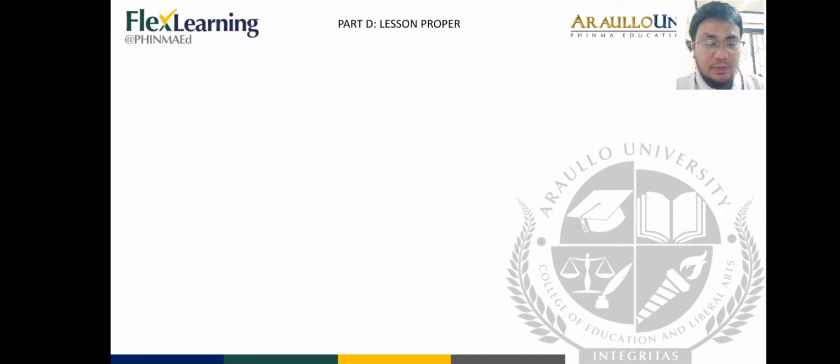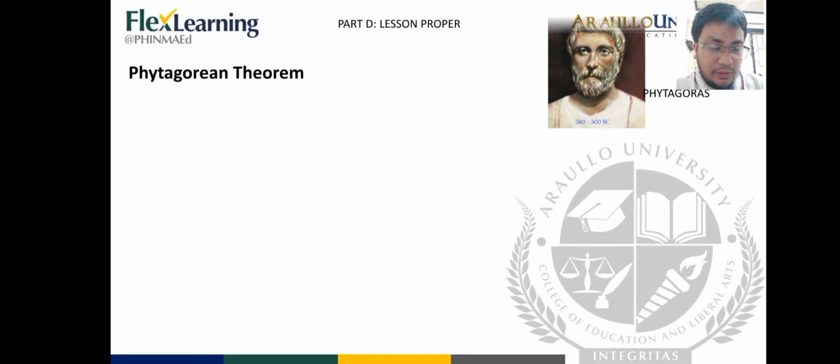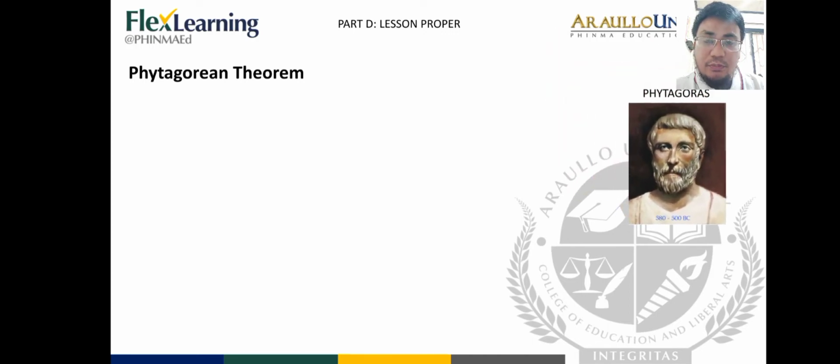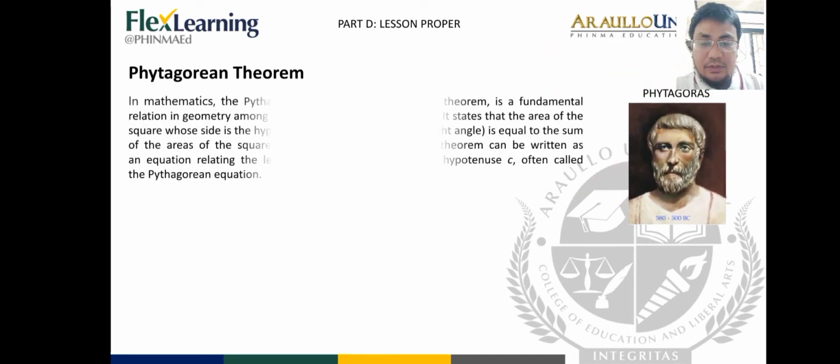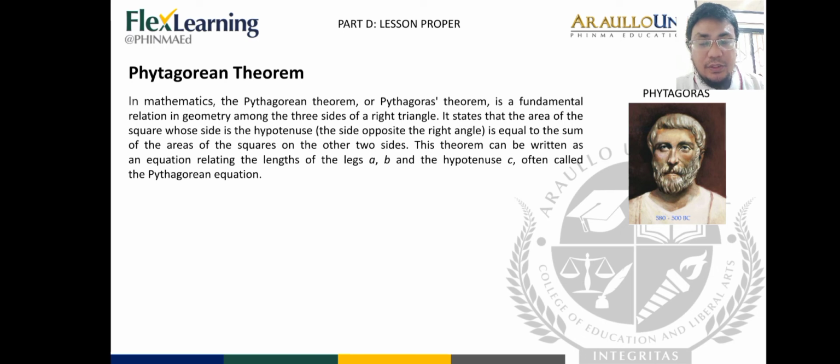Pythagorean Theorem. This theorem was composed by Pythagoras, who lived between 580 to 500 BC. In mathematics, the Pythagorean theorem or Pythagoras' theorem is a fundamental relation in geometry among the three sides of a right triangle. It states that the area of the square on the hypotenuse is equal to the sum of the areas of the squares on the two other sides.